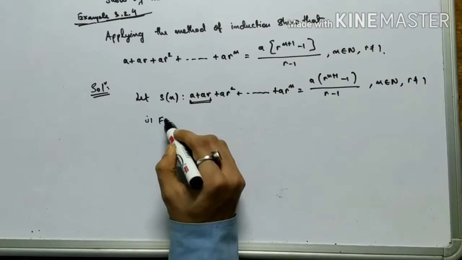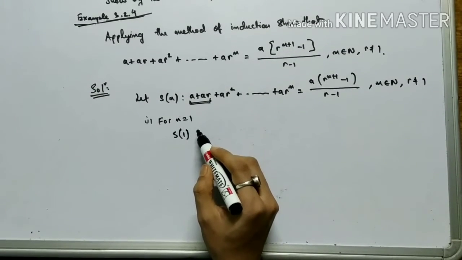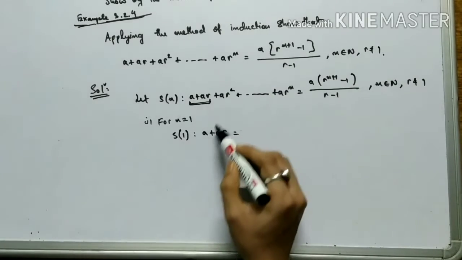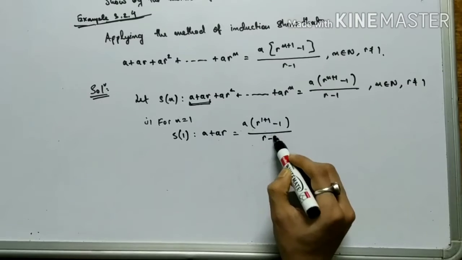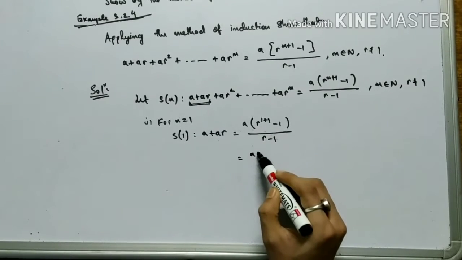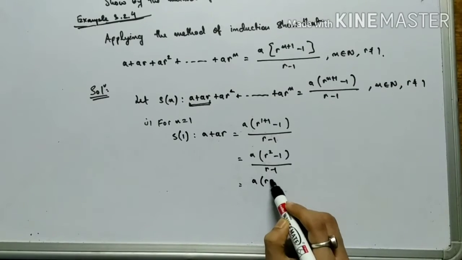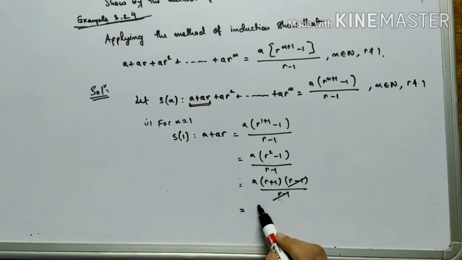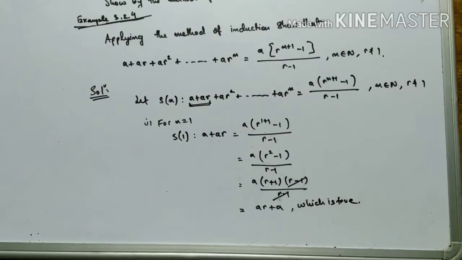So here, number 1, for n equal to 1, S1 such that a + ar is equal to a·r¹⁺¹ − 1 by r − 1, which is a(r² − 1)/(r − 1). This is the a² − b² formula, so r² − 1 = (r + 1)(r − 1), and you will get here ar + a. Understand? So you can say LHS is equal to RHS, which is true.